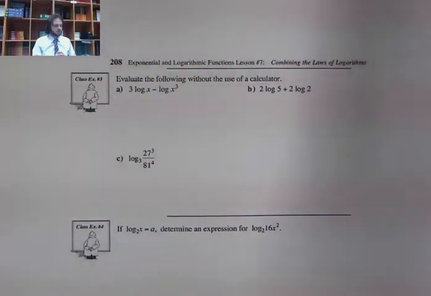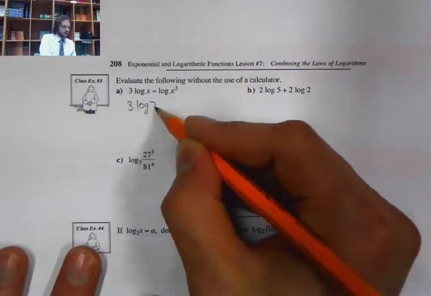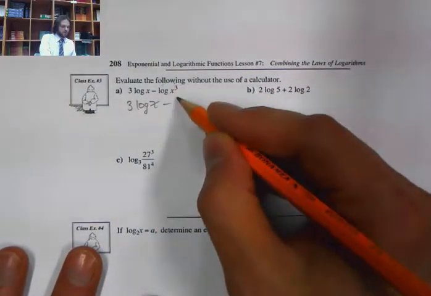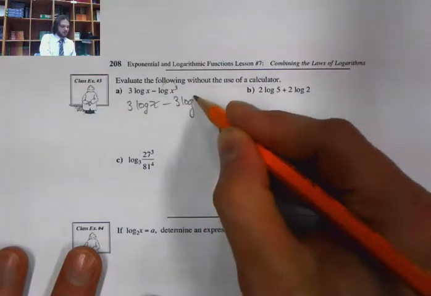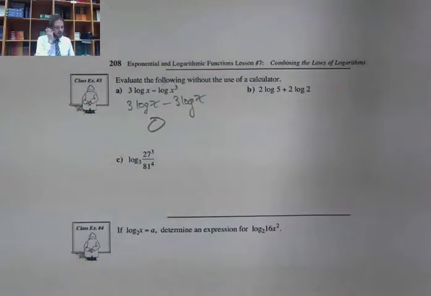Well, this is 3 log x, subtract, well, we could bring this 3 down in front, 3 log x, which will give me 0. That's it. Let's take a look at the next one.